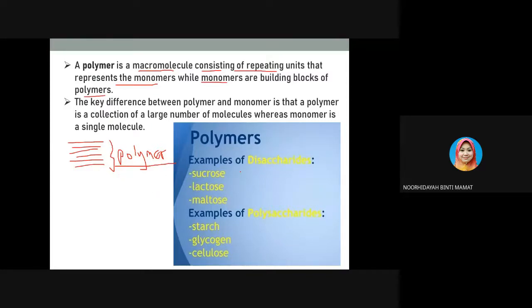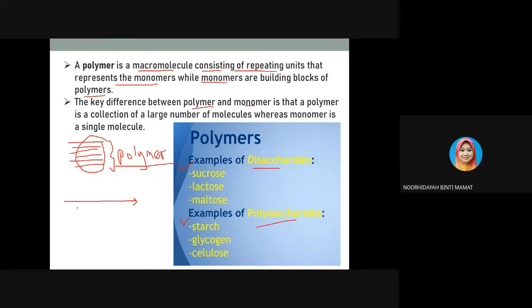The polymers of carbohydrates can be disaccharides, polysaccharides, or oligosaccharides, which have many building blocks and many chains. This is what we call a polymer of carbohydrates. The key difference between a polymer and a monomer is that a polymer is a collection of a large number of molecules, whereas a monomer is only a single molecule.